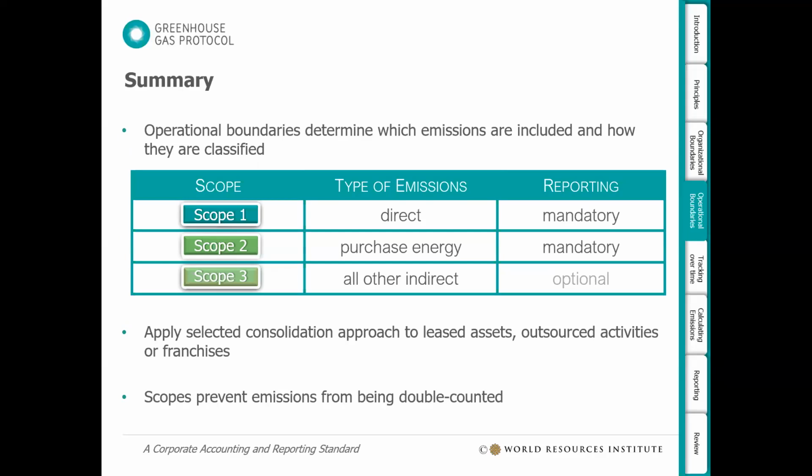So in summary, we covered a number of topics in Lesson 4. We've learned that operational boundaries determine which emissions are included in an inventory and whether they're classified as Scope 1, 2, or 3. Both Scope 1 and 2 emissions are mandatory, while Scope 3 emissions are optional under the corporate standard. And the selected consolidation approach should be applied to leased assets and also outsourced activities or franchises to help understand which scopes these activities fall under.